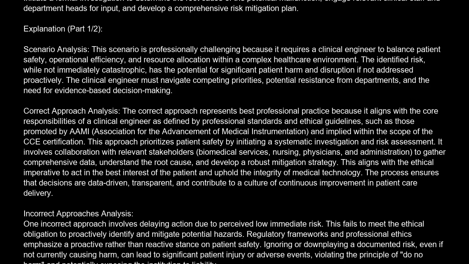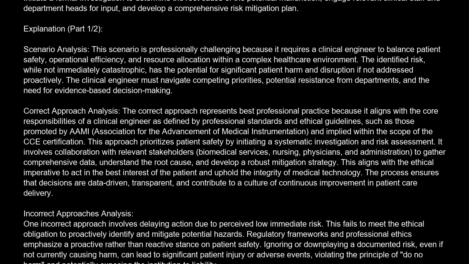This aligns with the ethical imperative to act in the best interest of the patient and uphold the integrity of medical technology. The process ensures that decisions are data-driven, transparent, and contribute to a culture of continuous improvement in patient care delivery. Incorrect approaches analysis.